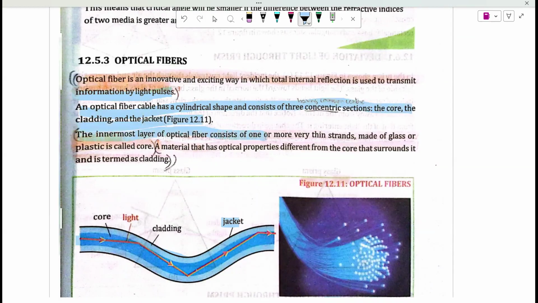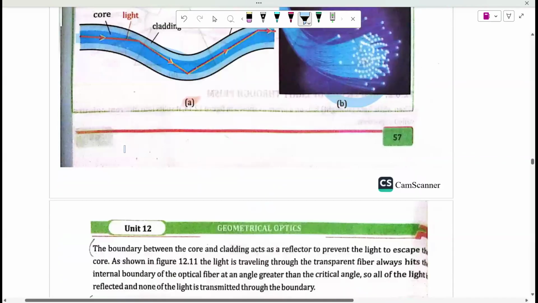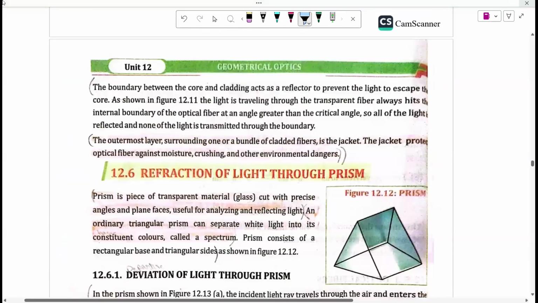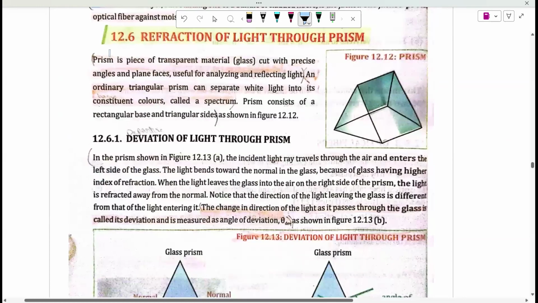Innermost layer of the optical fiber consists of very thin strands made of glass or plastic, called core. A material that has optical properties different from the core and surrounds it is termed as cladding. Less dense medium जो होता है. So many categories of optical fibers, but जो जितना उन्होंने हमें बताया हम ये बोलेंगे. बाकी उन्होंने basic उसकी properties बताई हैं. We'll go to the next topic, reflection of light.